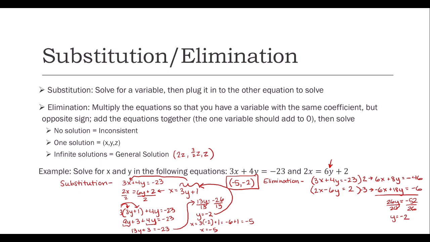Then we can plug that y in to one of the original equations. So we have 3x plus 4 times y, which was negative 2, equals negative 23. So 3x minus 8 equals negative 23. We'll add 8 to both sides, so we get 3x equals negative 15. And when we divide by 3, we get that x equals negative 5. So we have (negative 5, negative 2).